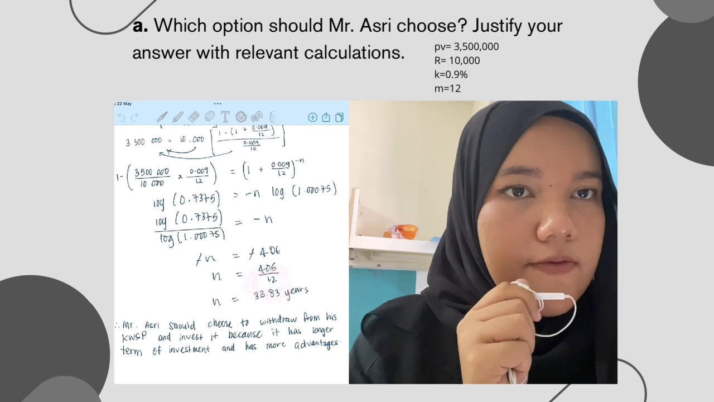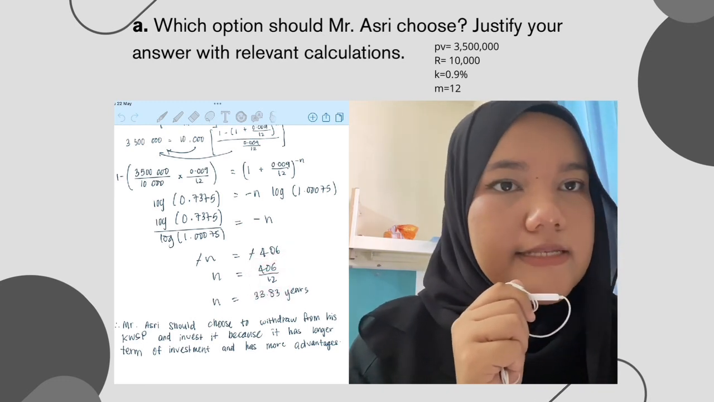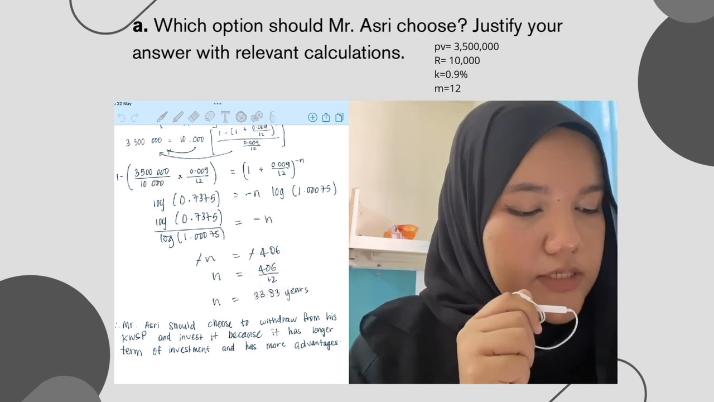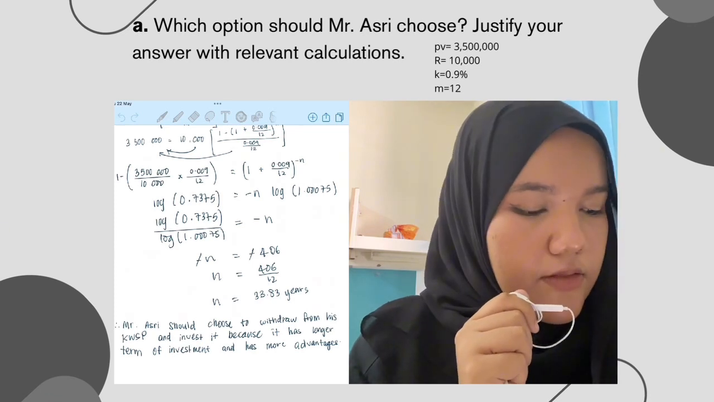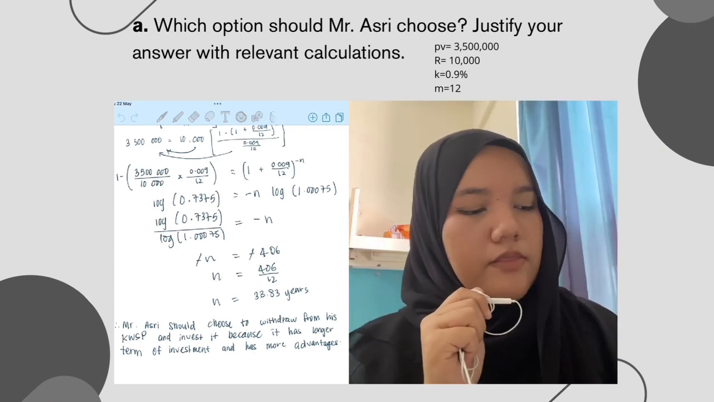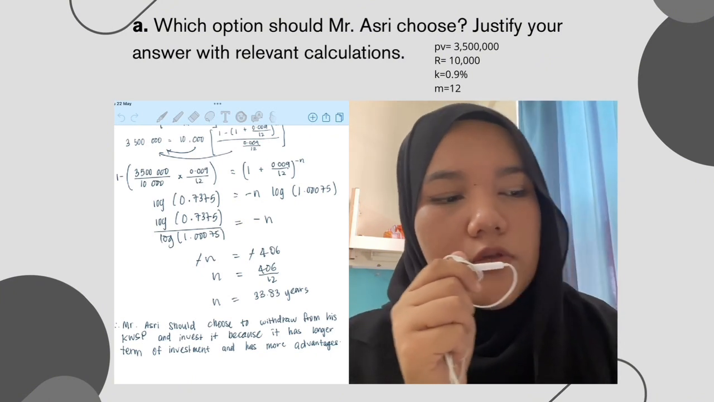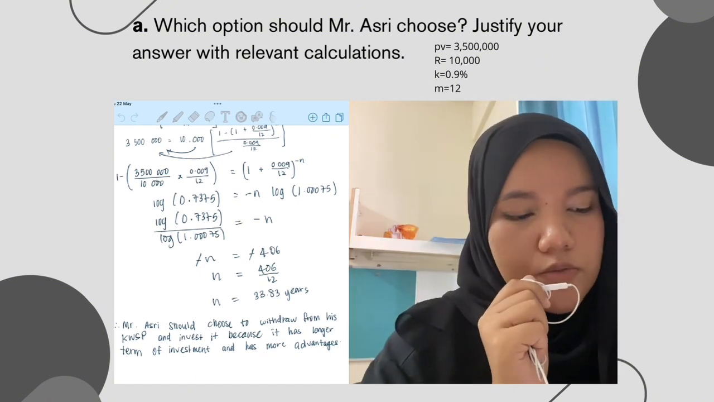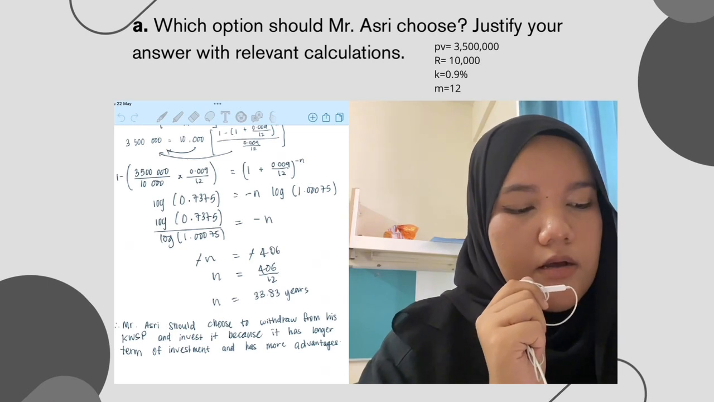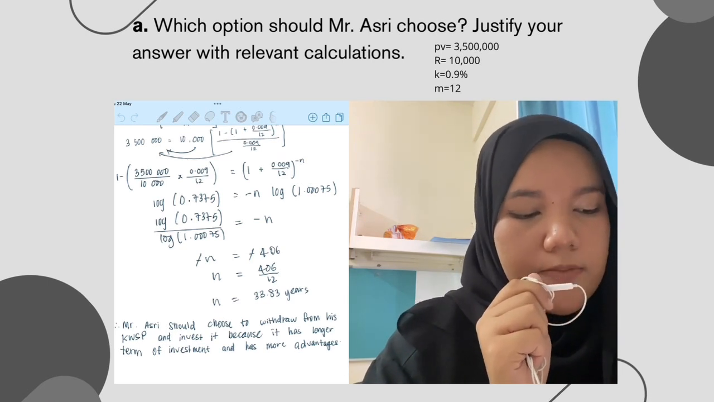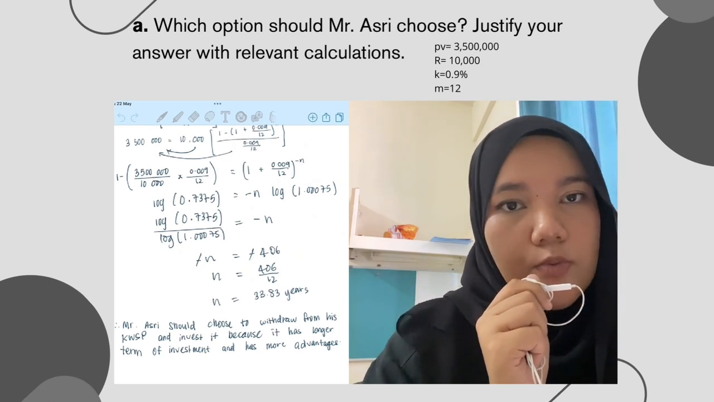But we divide the 406 by 12 because 406 is the month. We want the year. 406 divided by 12 is 33.83 years. So you will get roughly 33 years. Mr. Asri got 70 more months using option 1. Mr. Asri should choose option 1 to withdraw from his KWSP and invest it because it has longer term of investment and has more advantages.